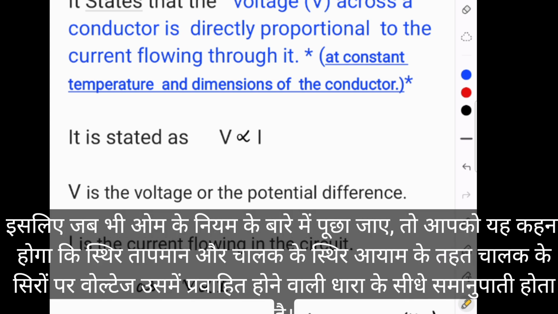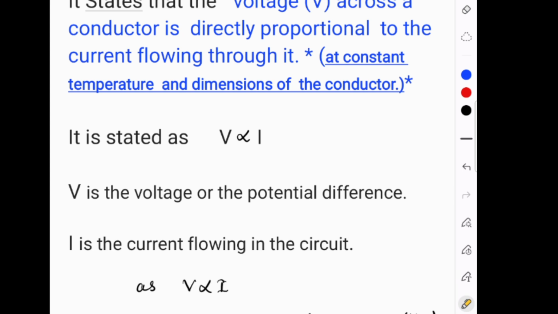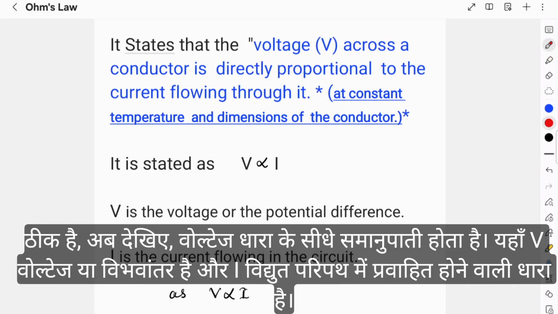So whenever Ohm's law is asked, you have to say voltage across a conductor is directly proportional to the current flowing through it under constant temperature and constant dimension of the conductor. Okay, now see, the voltage is directly proportional to the current. Now V is the voltage or the potential difference and I is the current flowing through the electric circuit.